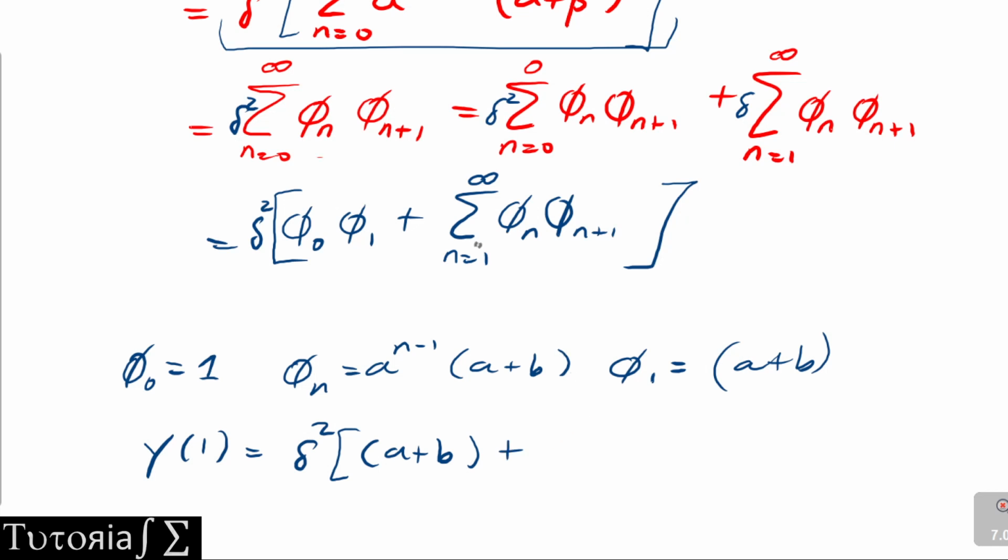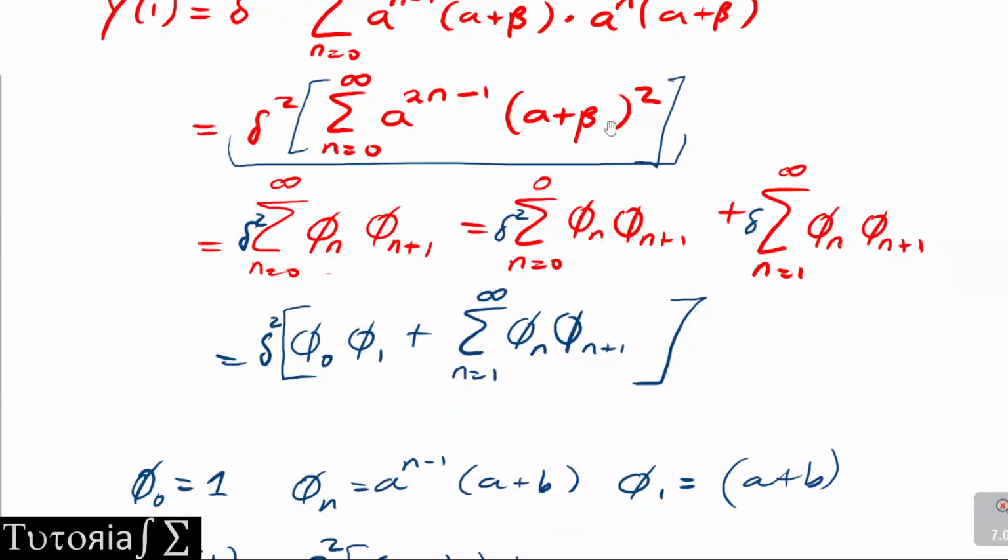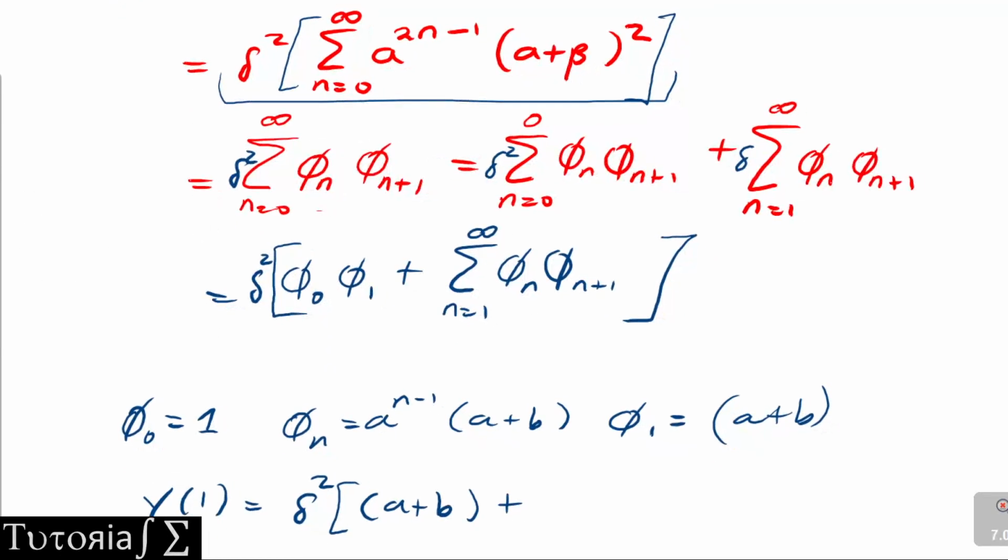plus, so this will remain the same, which is when we multiply phi n and phi n plus 1, we're going to have this that we had here, which is basically a to the power n minus 1. So this would be a sum, but the sum will start from 1 to infinity of a to the power 2n minus 1 of a plus b to the power 2. Okay, hope you're still with me. I hope I haven't lost you.